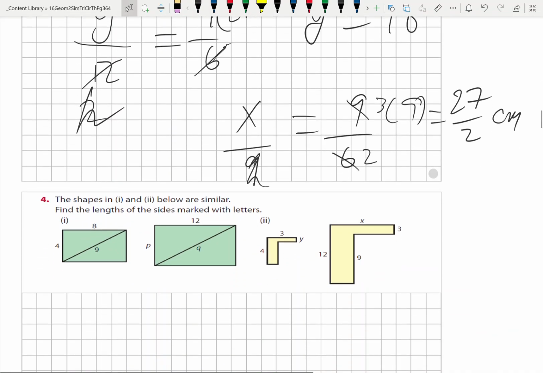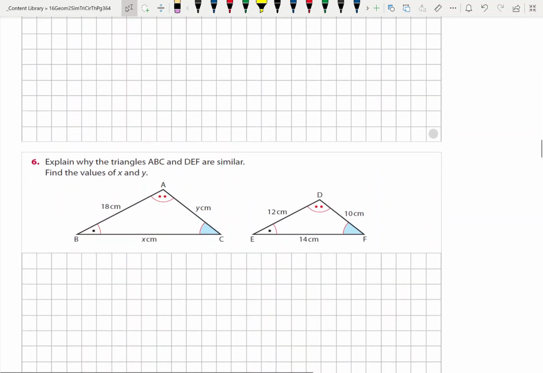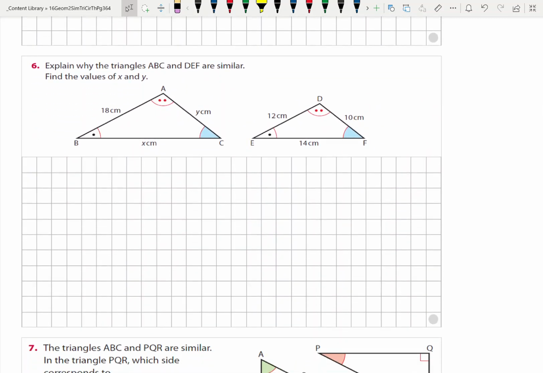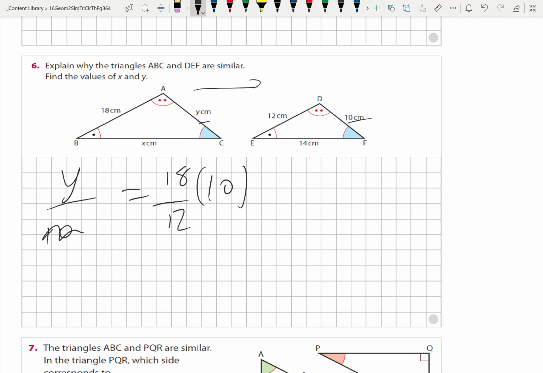Question 6. Y over 10, just always put a variable on the top left. Y over 10, going that way, equals 18 over 12. And we're just simply cancelling. I'm going to leave that bit to you. That cancels down. Reduce that and you've got your answer.